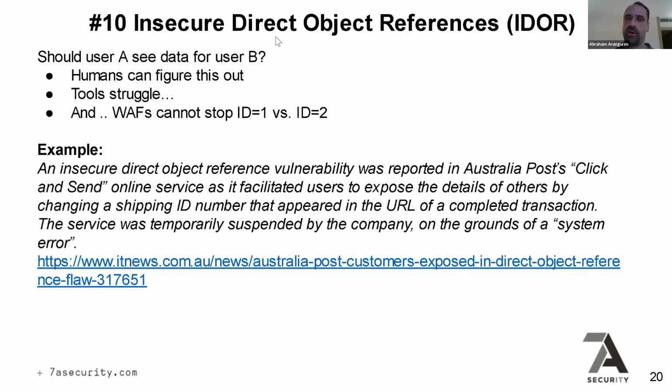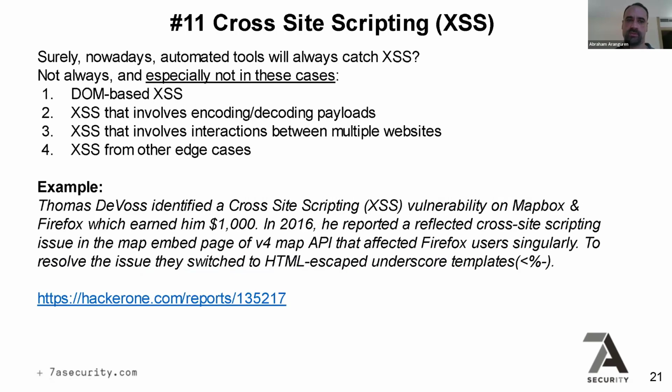Then another beauty of IDOR, or insecure direct object references, is that no web application firewall will save you from this, right? Because no automated tool knows that one is good and two is an attack, right? Because it's just a number changing. So web application firewalls will be really bad at this, right? So this is also another reason why you need a manual pen test, right?